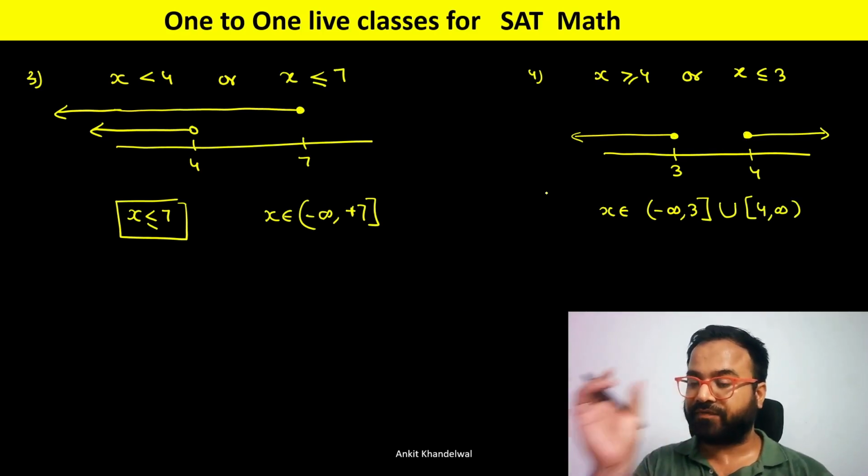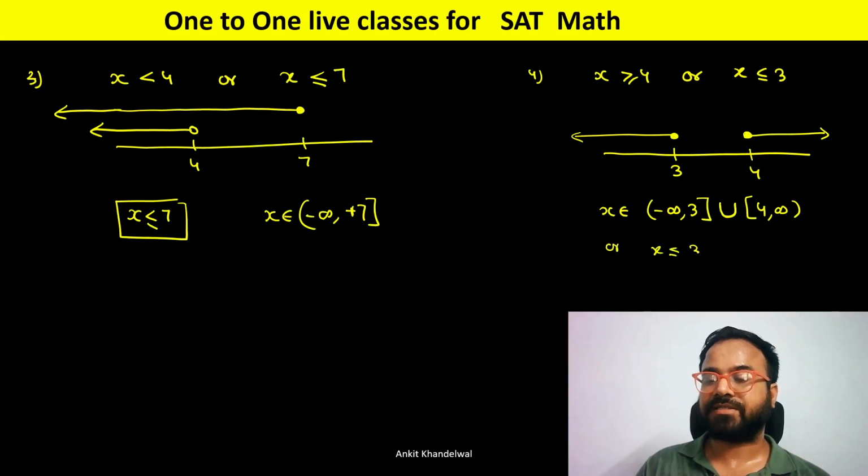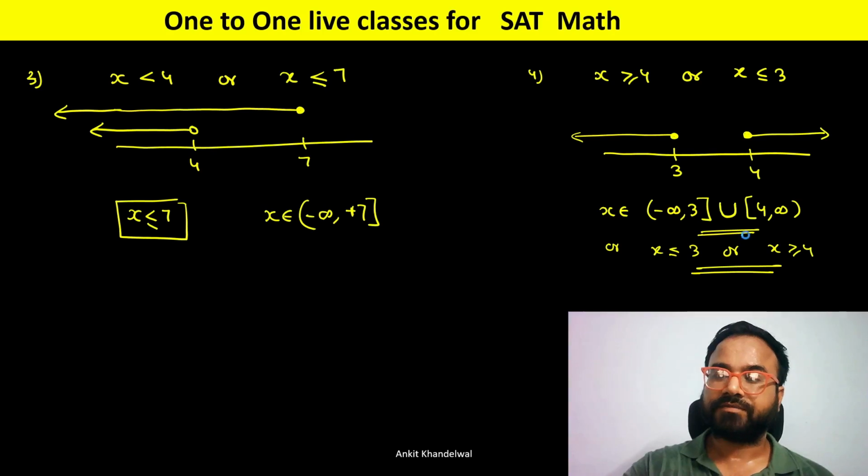If there are two different intervals which are not joined together, we write it with the union. Or you can write directly like this: x is greater than or equal to 4 or x less than or equal to 3. Or you can also say, in the end, x is less than or equal to 3 or x is greater than or equal to 4. Both ways of writing the solution are correct.